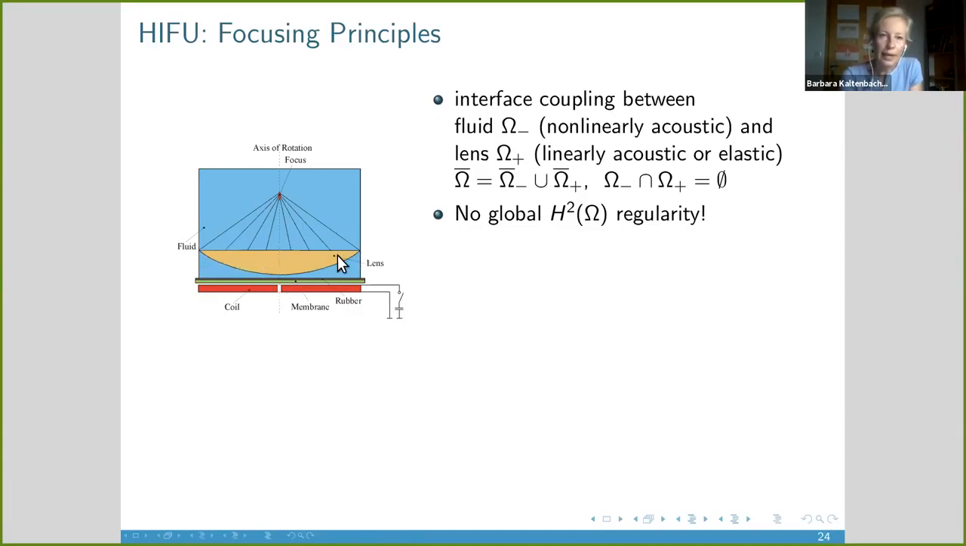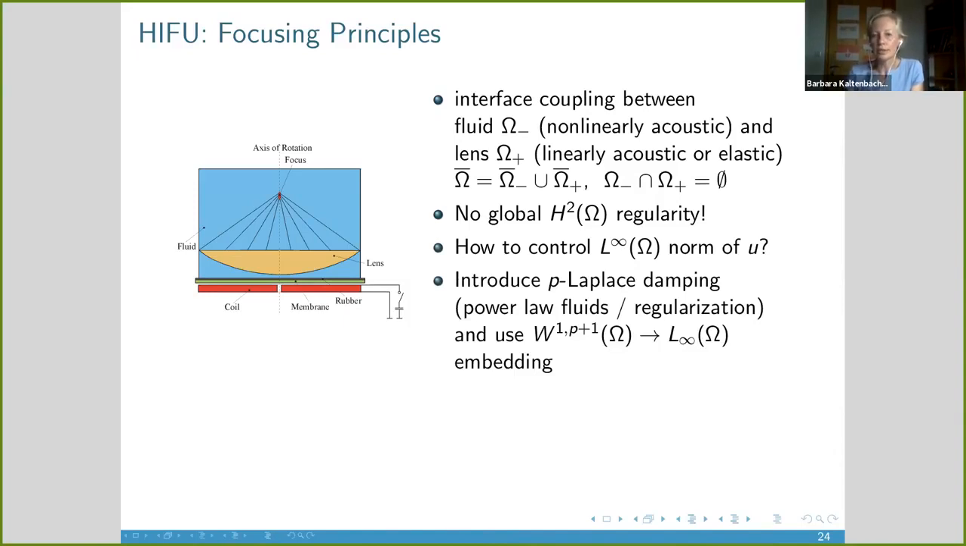You might see these cusps over here and re-entrant corners. So it's non-nice domains. So this H2 of omega regularity that would be needed for getting this embedding into L infinity of omega and avoiding degeneracy is not present here. So our workaround for this was to include some, well, one might call it regularization, but actually to some extent it's also justified physically.